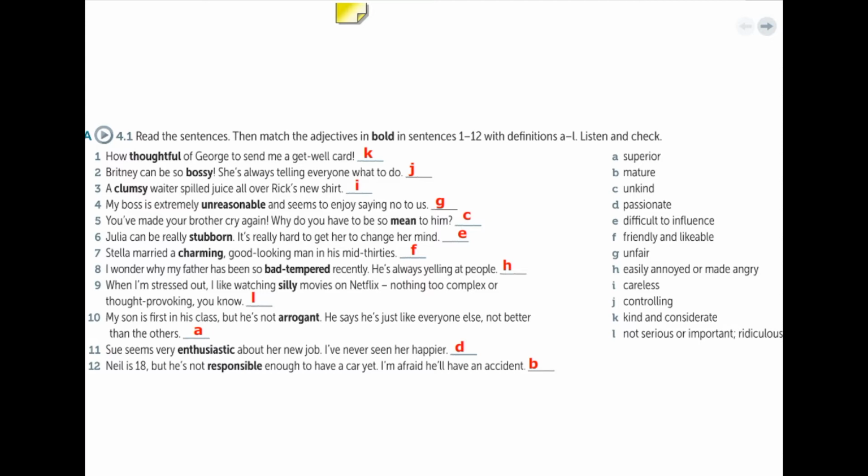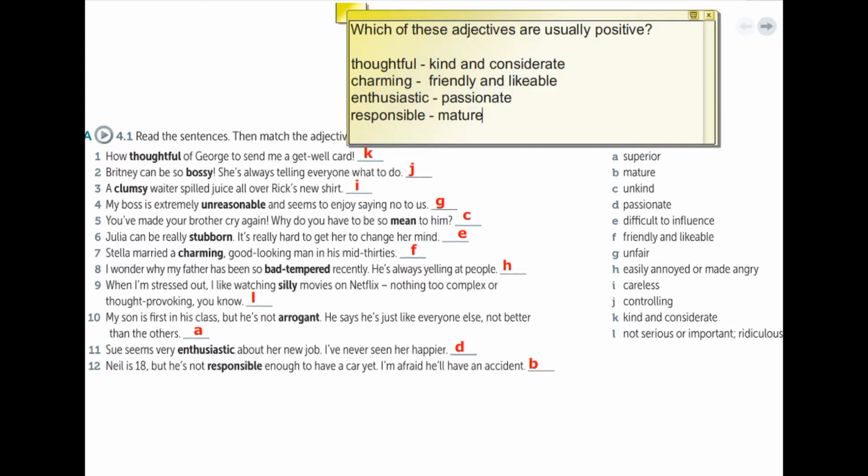11. Enthusiastic, D. Enthusiastic means passionate. 12. Responsible, B. And the last one, responsible means mature, right? Which of these adjectives have a positive idea, positive meaning? Let's check. Thoughtful, that means a kind person and considerate. Charming, a friendly and likable person. Enthusiastic, it means passionate. And responsible, that is mature. The others have a negative idea, right?